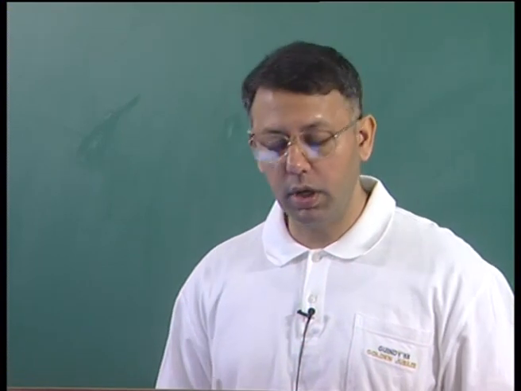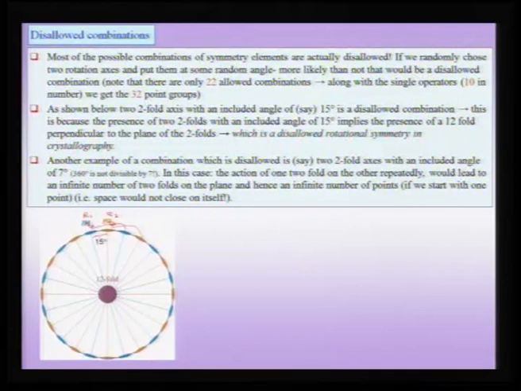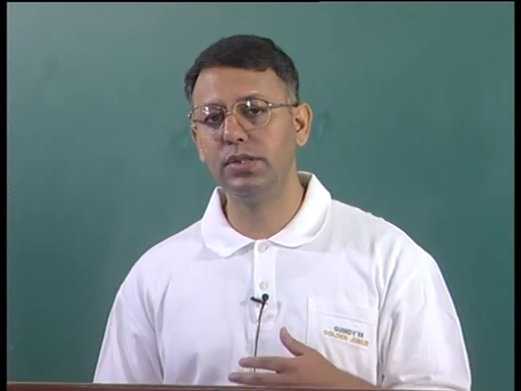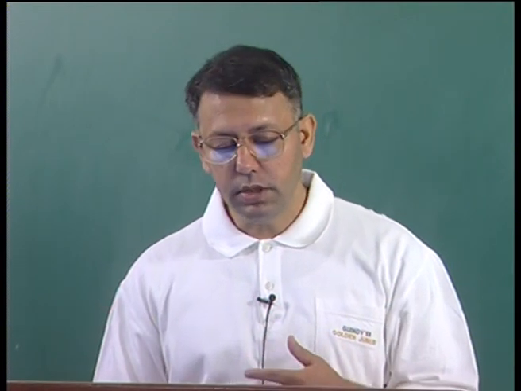For suppose I talk about a combination like a two-fold axis, another two-fold axis which are 15 degrees apart, then this two-fold axis will rotate it to another two-fold and so forth, and I will have an array of two-fold axes as shown here. But this combination of two-folds would imply a 12-fold axis perpendicular, and if we go back to the place where we had said that 12-fold is not a symmetry which is crystallographically compatible.